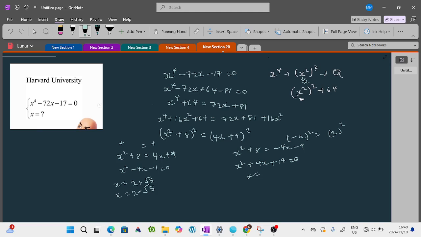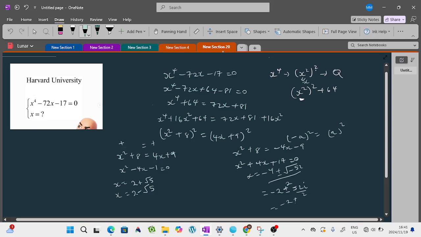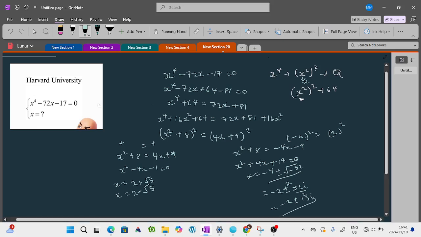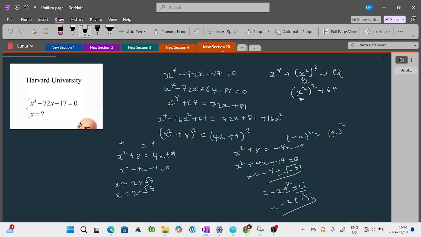Which means x is equal to negative b, which is negative 4, plus or minus the square root of the discriminant, negative 52, over 2. So negative 4 divided by 2 will give you negative 2, plus or minus the square root of negative 52, which is the square root of 52 times i, divided by 2. So it's negative 2 plus or minus 18i. These are our solutions to that quartic equation. That's how you solve this question.